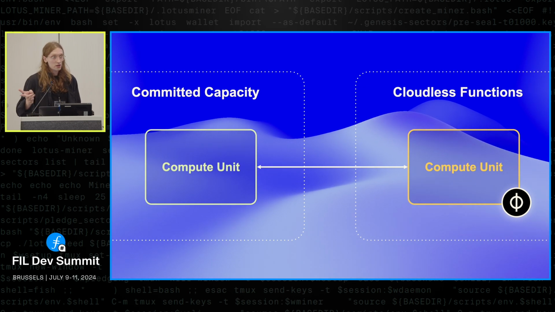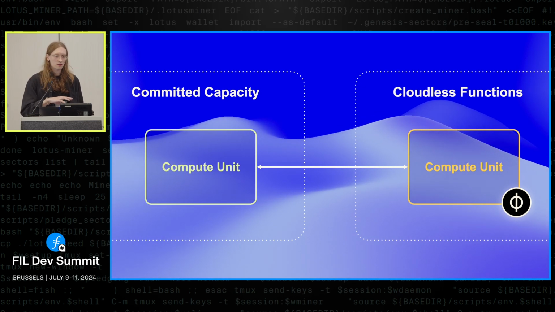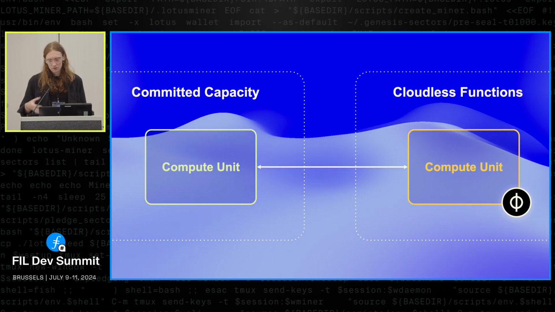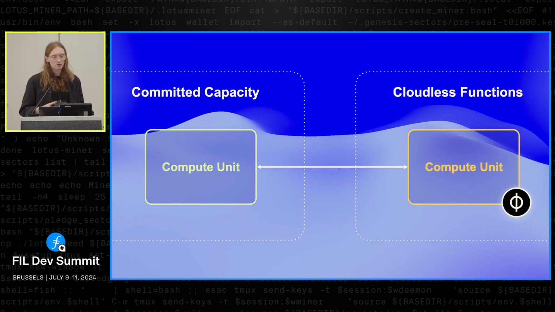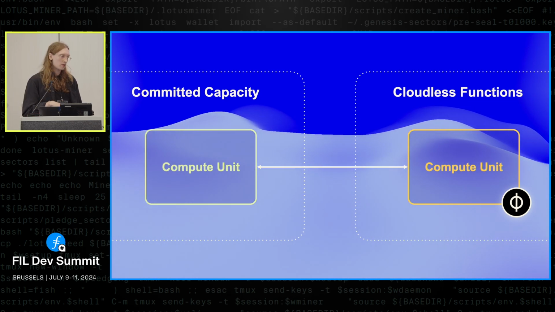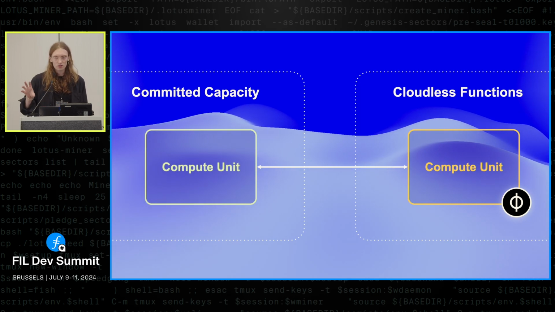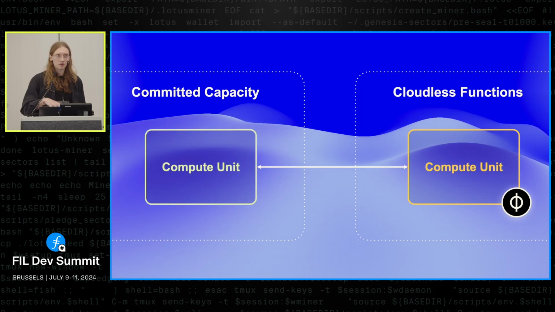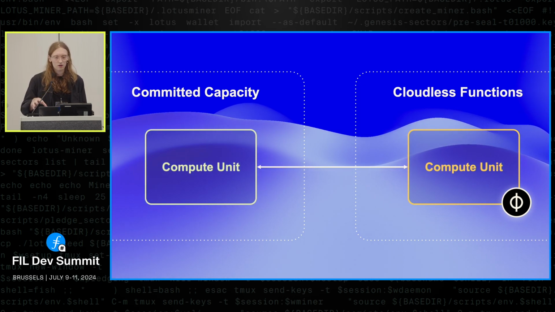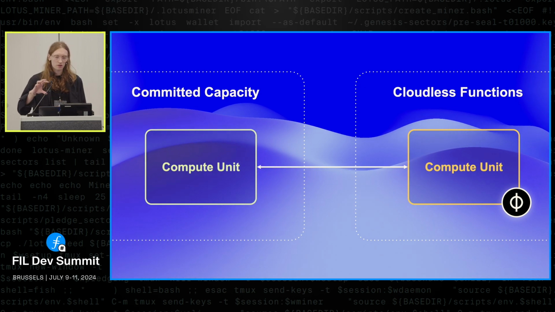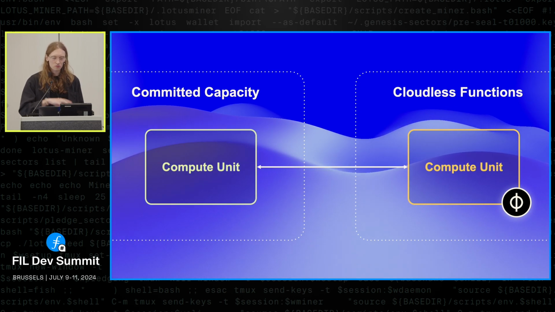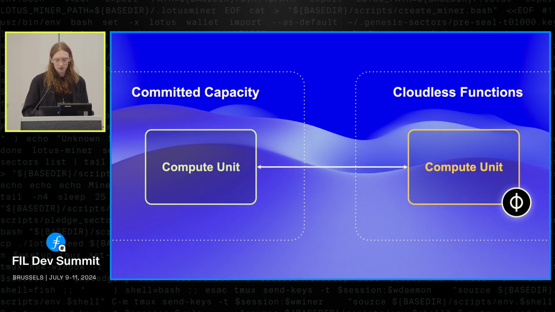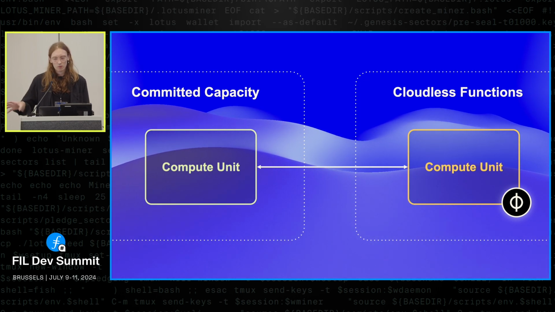A compute unit can be in two states. One is committed capacity. It's basically, at the start, generating proofs with RandomX and submitting them on chain. And then someone wants to deploy, and this particular provider is matched for this application. It switches from the capacity state to running a cloudless function state and earning stablecoins.